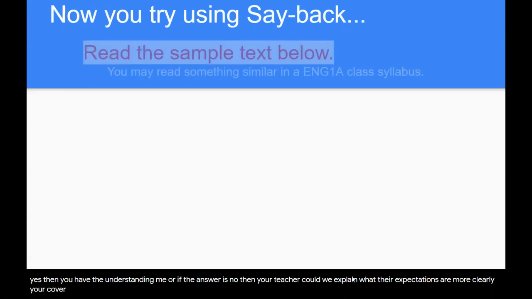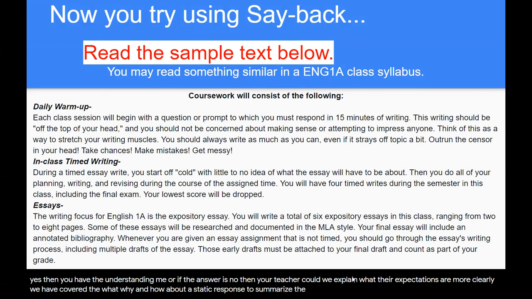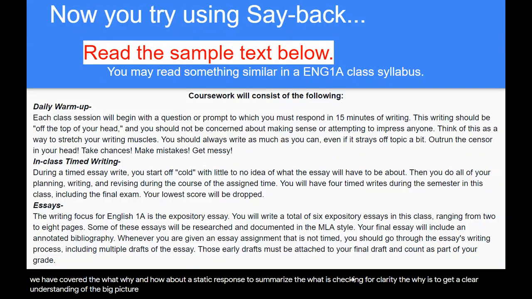We have covered the what, why, and how about a Sayback response. To summarize, the what is checking for clarity. The why is to get a clear understanding of the big picture. The how is to read the text and respond by writing what you think the text is getting at overall.